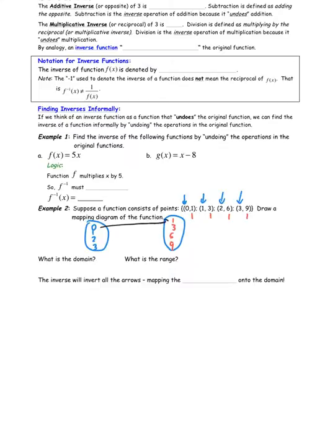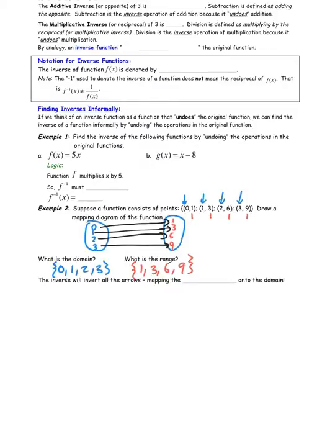So 0 goes to 1, 1 goes to 3, 2 goes to 6, and 3 goes to 9. And that's our mapping diagram for this function. What's the domain? When we have discrete points, the domain is just the set of those inputs. So it's the values 0, 1, 2, and 3. And the range is going to be the set of outputs. So it's a discrete set. I'm going to use set notation. So it's the values 1, 3, 6, and 9.